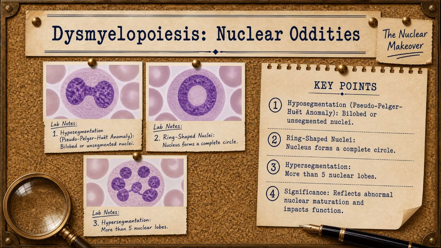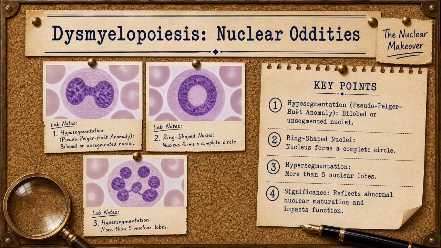Perhaps the most classic and diagnostically significant is hyposegmentation, often referred to as the pseudo-Pelger anomaly. In these neutrophils, the nucleus has fewer than the normal number of lobes, often appearing bilobed, like pince-nez glasses, or even completely unsegmented, resembling a band form. It's important to distinguish this from the true Pelger-Huët anomaly, which is a benign, inherited condition. In MDS, it's a clear sign of dysplasia, indicating abnormal nuclear maturation.